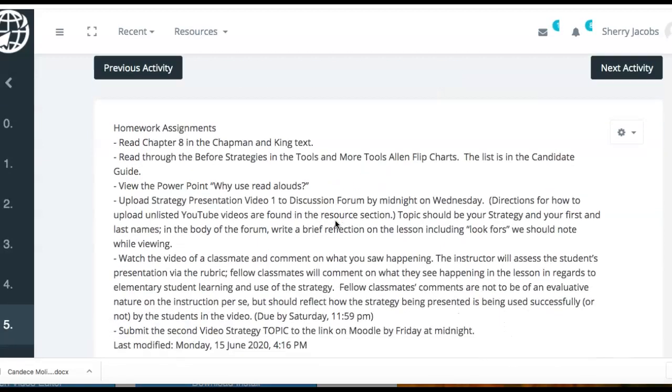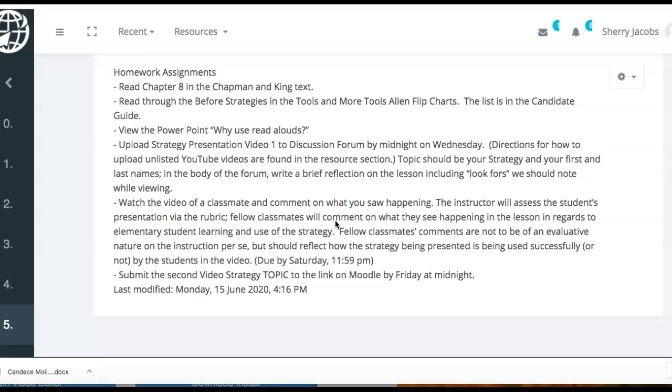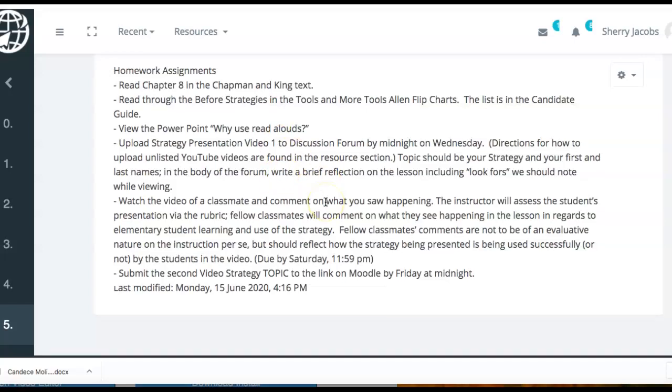Your assignments for week 4 are pretty straightforward. You're going to read chapter 8 in the Chapman and King text, and you're going to read only the before strategies and the tools and more tools flip charts. The list of these are in the candidate guide.